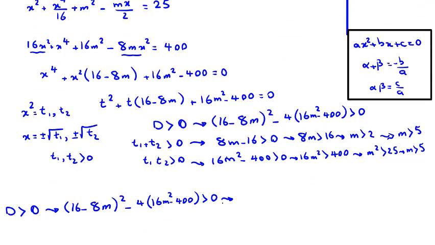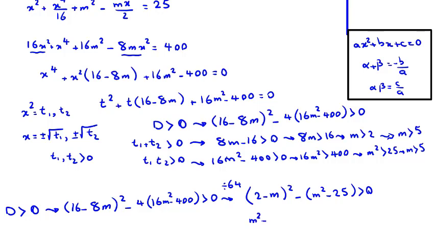Now we can multiply this. Okay, if we divide both sides by 64, then inside you should divide by 8. It will be 2 minus m squared. And 64 here divide by 4, and here divide by 16. It will be m squared minus 25 greater than 0.